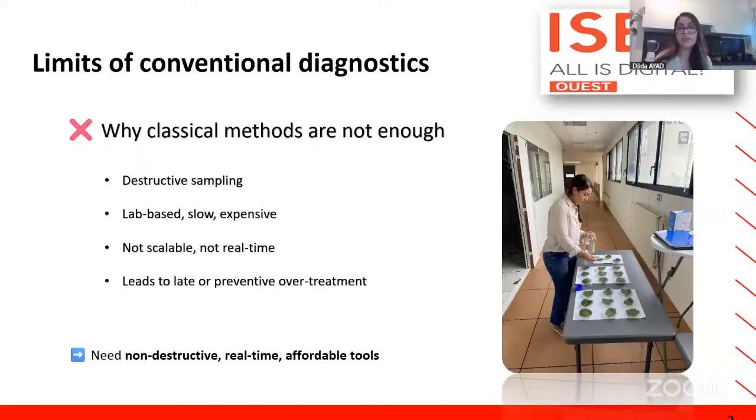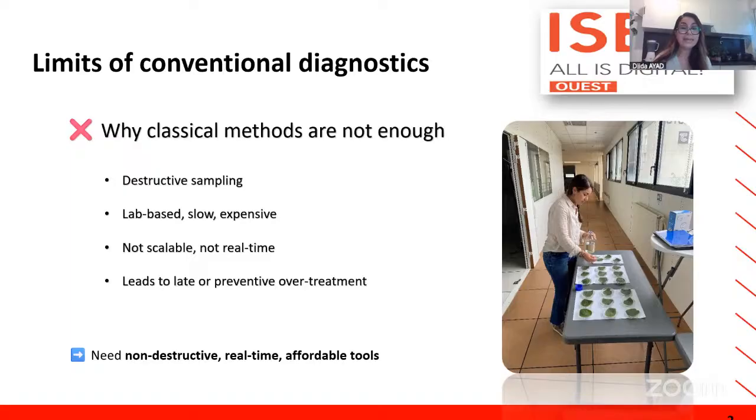Traditionally, in plant pathology, we collect a leaf or a tuber, send it to the laboratory and wait for the results. Is it right? Yes. This approach is destructive, time-consuming, costly, and impossible to deploy in real time over large areas or for smaller farmers. As a result, treatments are either applied too late or used preventively across entire fields, increasing costs and environmental impact.